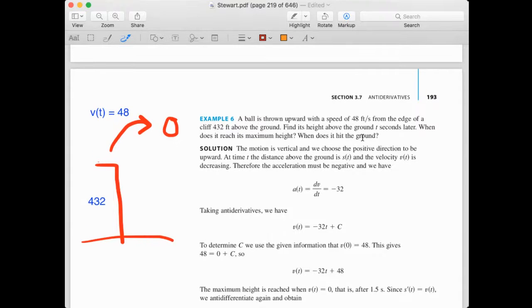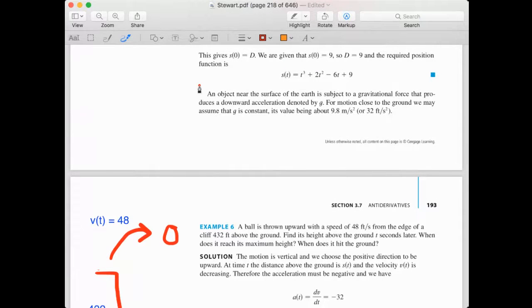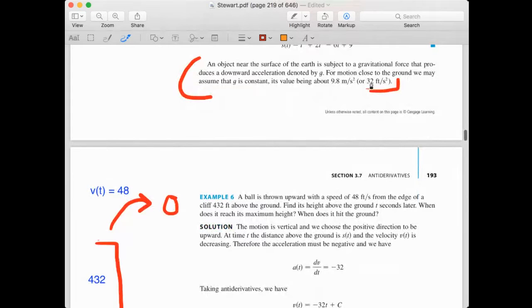this example is coming from somewhere. Oh, it's from here. Oh, no wonder. Okay, the question actually started from here. An object near the surface of Earth is subject to gravitational force and produces a downward acceleration denoted by g. For motion close to the ground, we may assume g is constant, its value being about this much, or 32. Okay, we use this constant. All right, that's where 32 comes from. Because it's decreasing, we use negative 32.